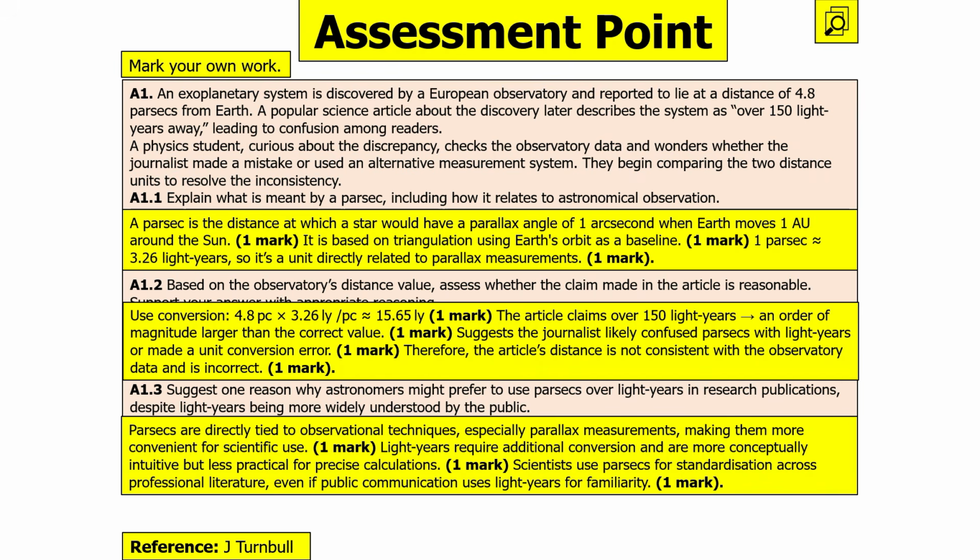Now, parsecs are directly tied into observational techniques, especially used in parallax measurements, making them more convenient for scientific use. Light years require additional conversions and are more conceptually intuitive but less practical for these calculations. So scientists will use parsecs for standardization across professional literature, even if public communication uses light years for familiarity.